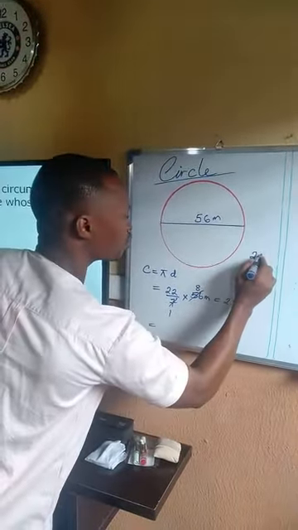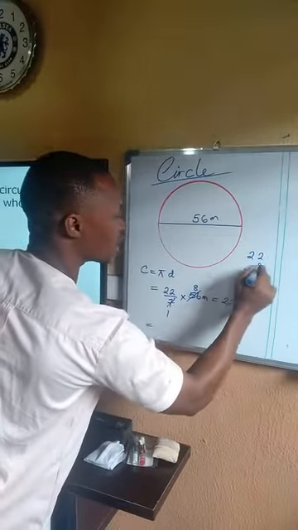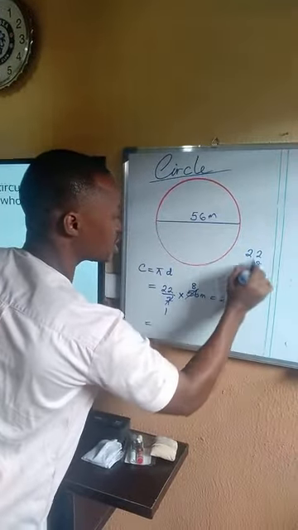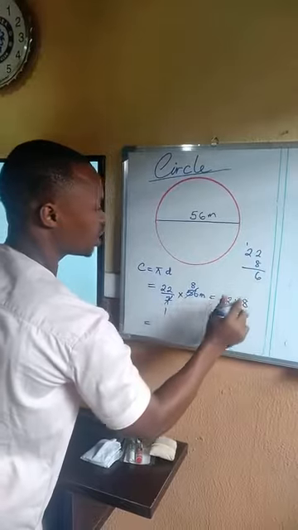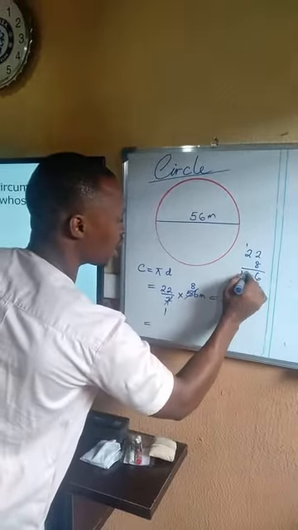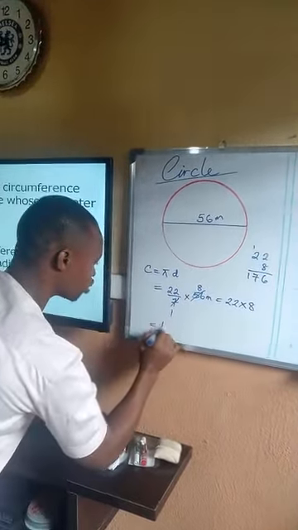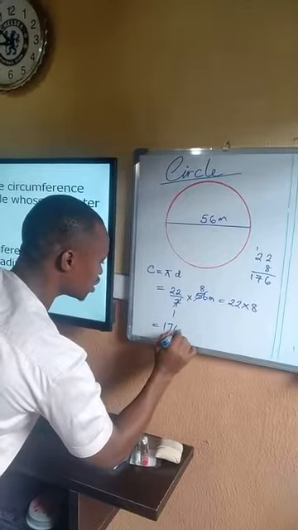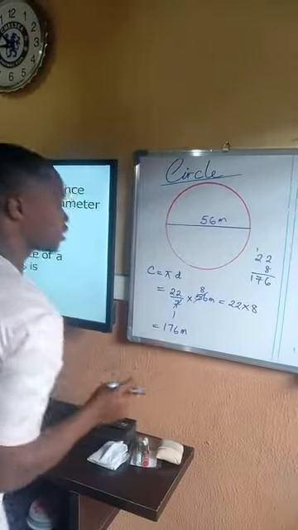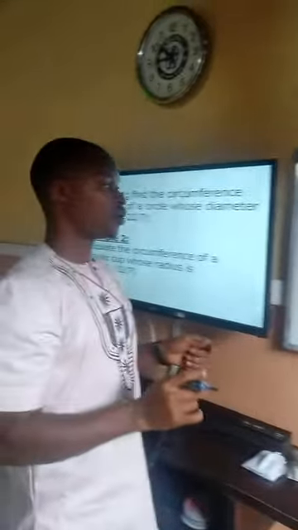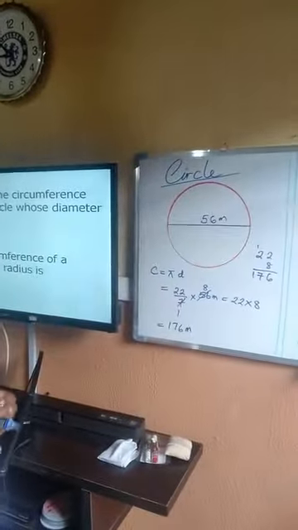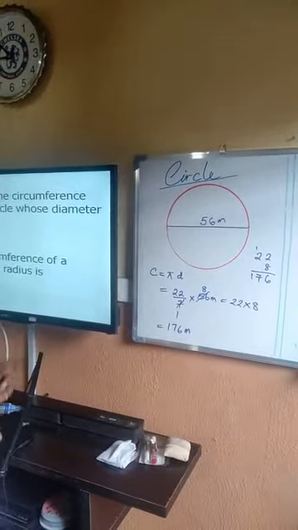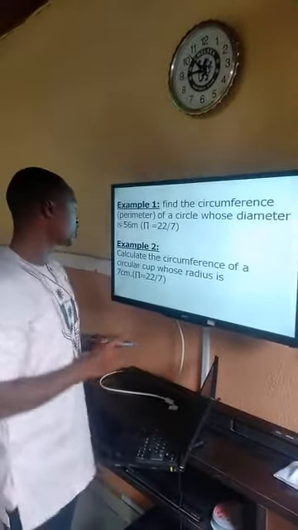Okay, let's put it up here. 8 times 2 is 16. You write 6, take 1. 8 times 2 is 16 plus the 1, you have 17. So you have 176 meters. Therefore, the circumference of this circle is 176 meters. So let's look at the second example.